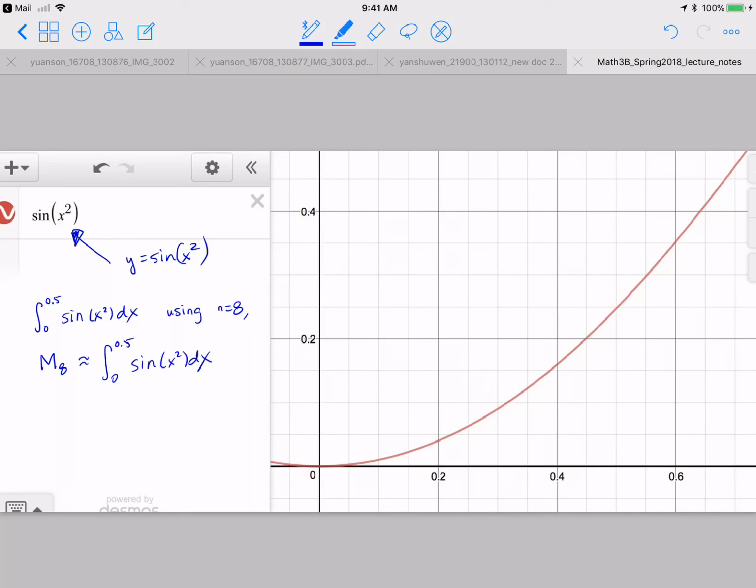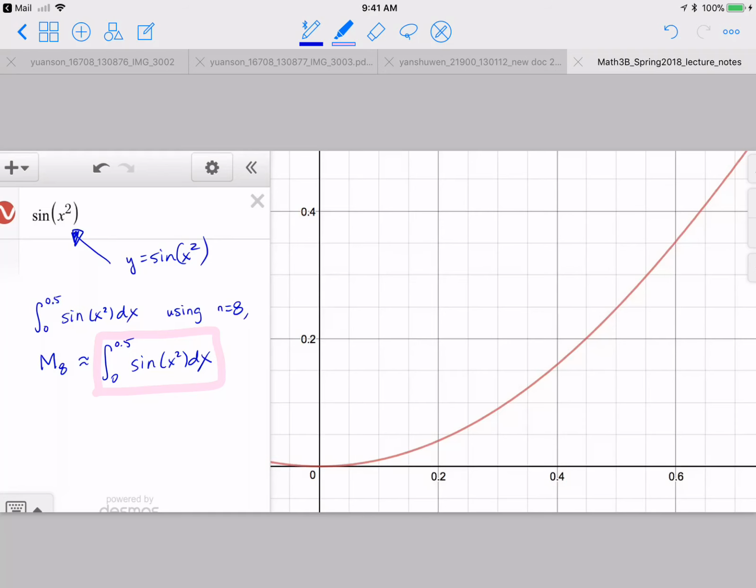Now, this integral of sine x squared dx does not have a closed form. If you try integration by parts, you will fail. If you try trig substitution, u substitution, whatever you try, all of that will fail. The antiderivative of sine x squared doesn't have a closed form. So if you need to integrate this, the best you can do is try to give an approximation.